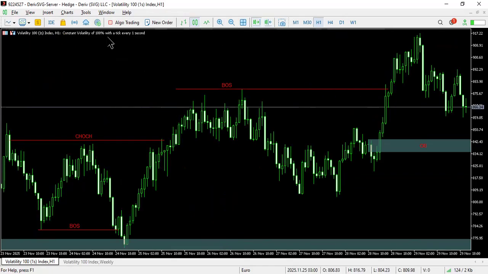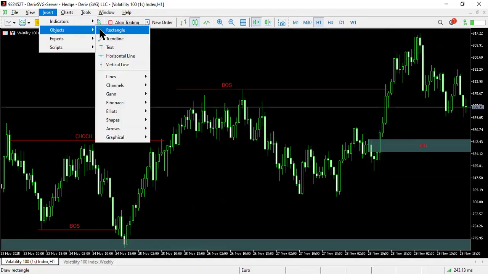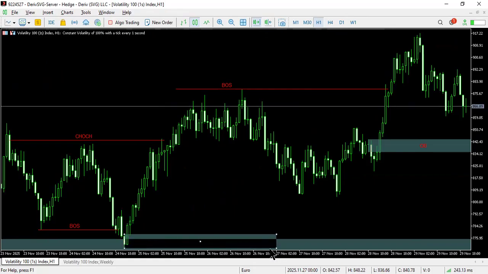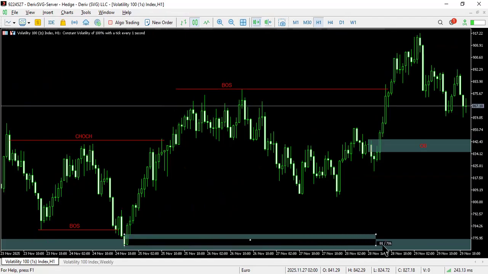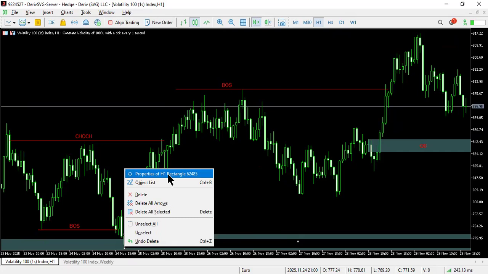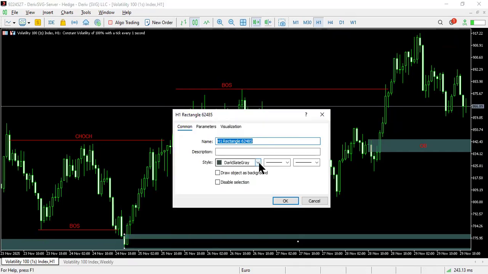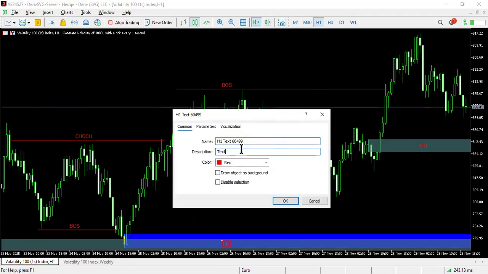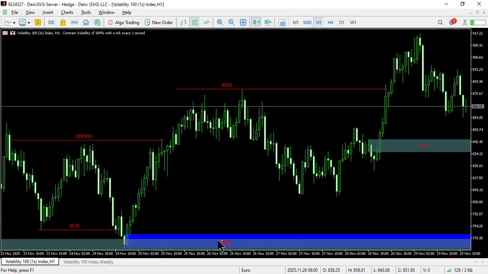So we are going to mark this as another point of interest, because whenever a change of character happens, price will always come back to the origin which caused that change of character. And in this case, price did not mitigate our origin. So we are going to be waiting for price also at this order block here. So that is another point of interest.